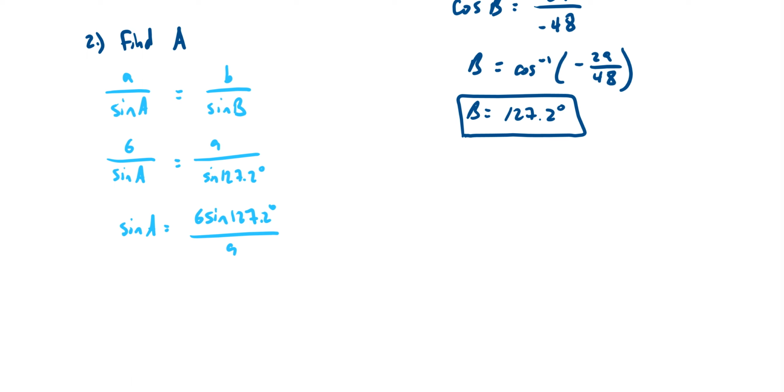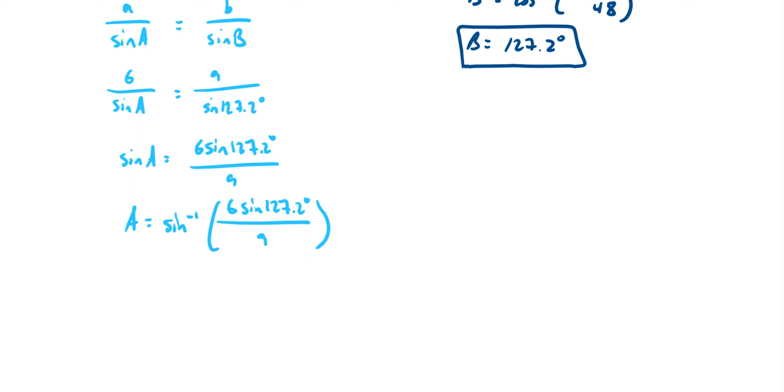And then we're going to sine inverse both sides and plug this in the calculator. And plugging this in, we end up getting 32.1 degrees for angle A.